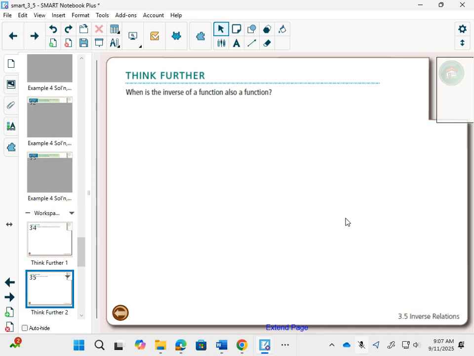So at the bottom of page 239, it says, when is the inverse of a function also a function? So we just did the parabola, and the inverse wasn't a function. We did that first example, and the inverse wasn't a function. Okay? Is there a shortcut to tell whether a function and its inverse will both be functions? And there is.